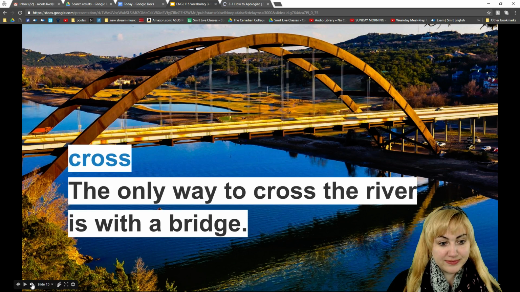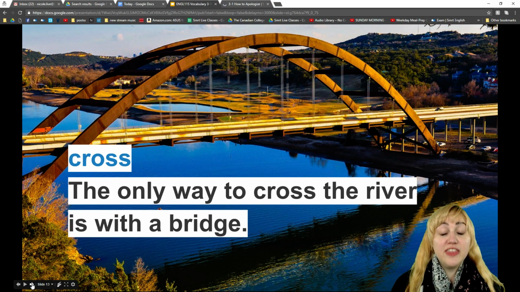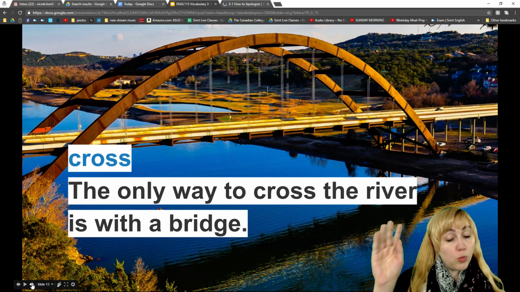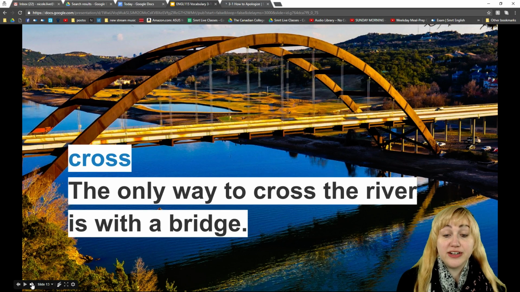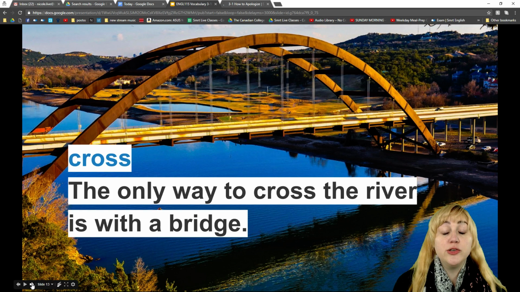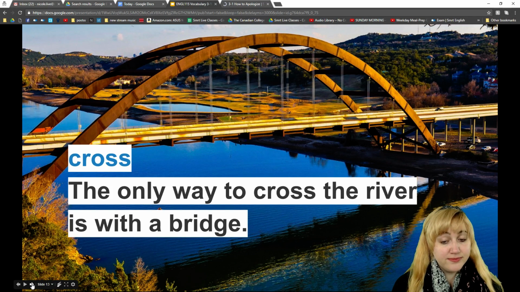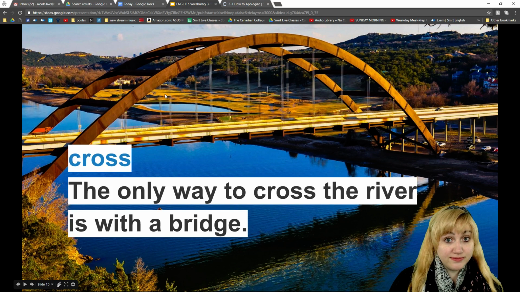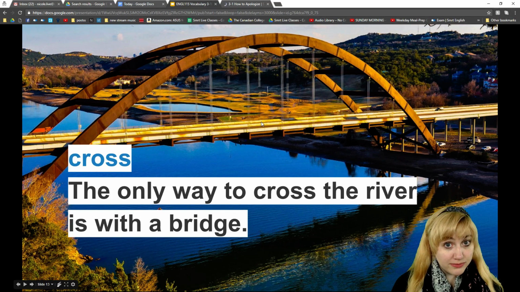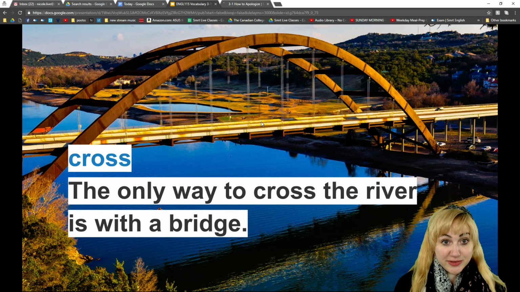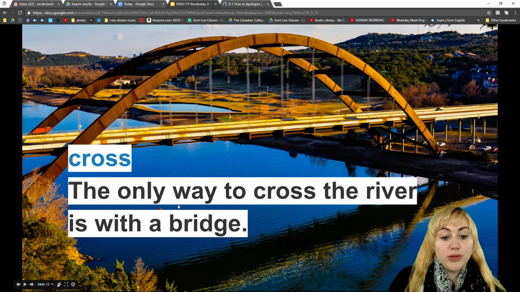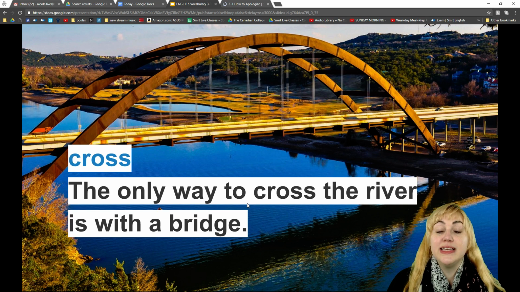Word number 2 is cross. So cross has many meanings, but for this meaning of the word cross, it means to move from one side to the other side. So we can cross a street, a bridge, like in the picture. You can cross a room, move from one side to the other side. Our example sentence says, the only way to cross the river is with a bridge.